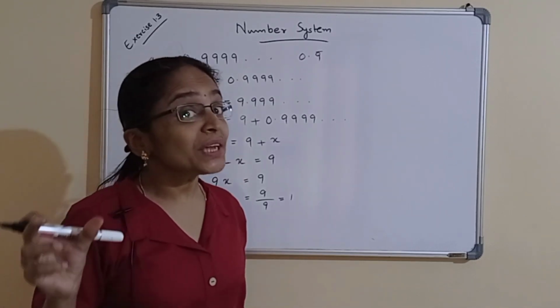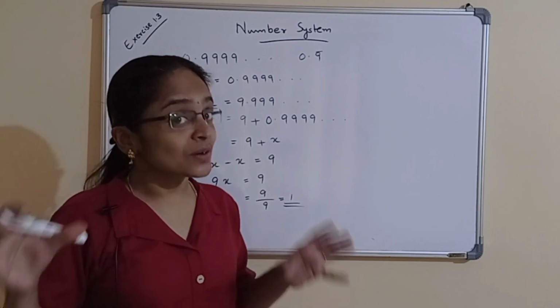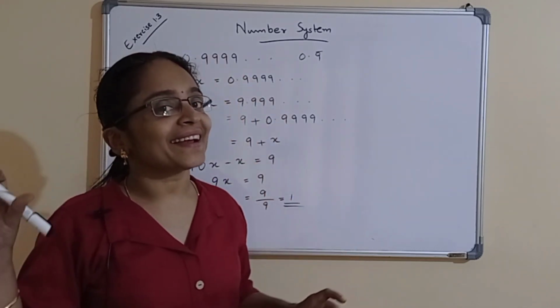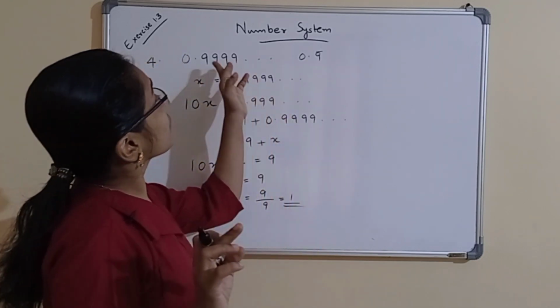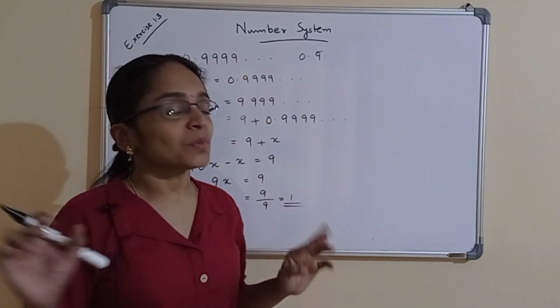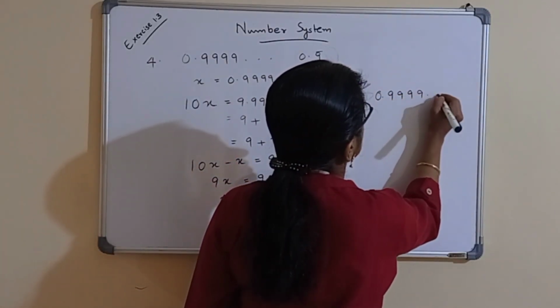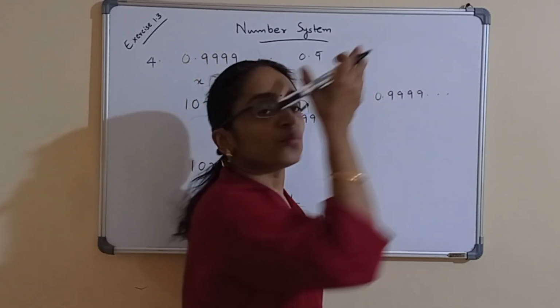And why are we getting 1? That is the question. Are you surprised with your answer? Yes. We have 0.9999 etc. and we are getting it as 1. Why are we getting it as 1? Because 0.9999 etc., what is it? It is nearing 1, right?